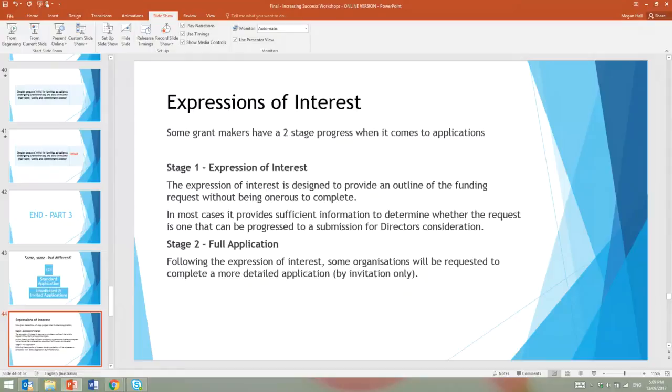Following that expression of interest round, some organisations will be requested to complete a more detailed application. That is by invitation only. You'll get notification to say, thanks, but no thanks, your EOI wasn't accepted. Or you might hear, yes, you've progressed to round two, we would like you to now complete the full application. That's a lengthy process in itself, but it does give you an idea of whether you meet the criteria of their guidelines and their grant.